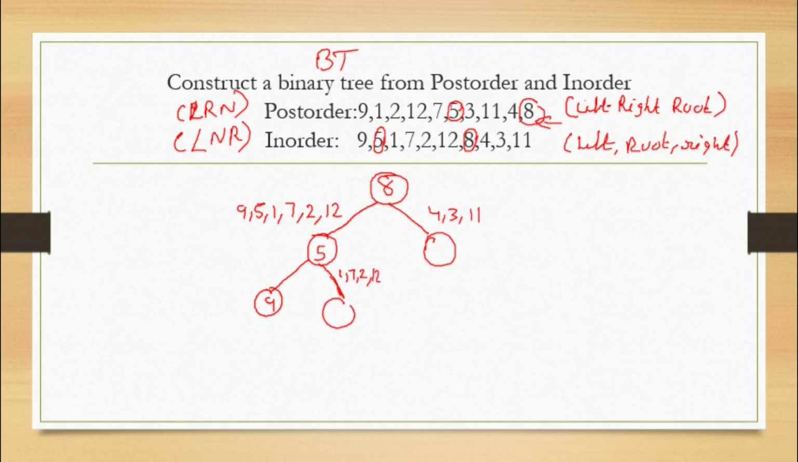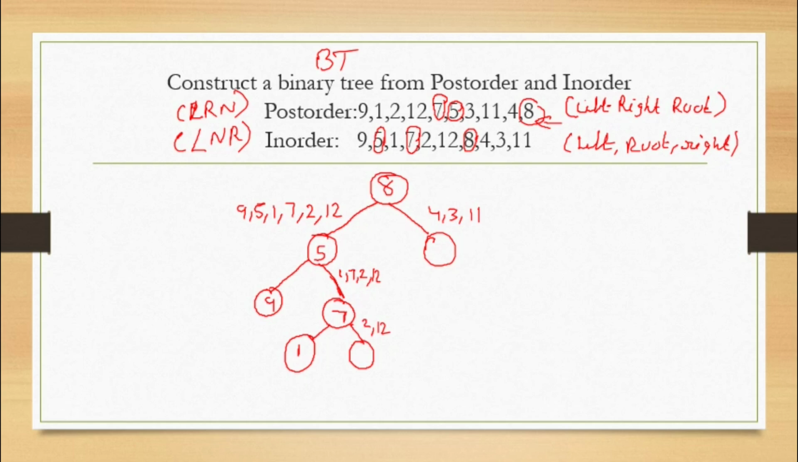So what is the root of this? In 1 7 2 12, you need to see the post order, coming from right to left now. So in 1 7 2 12, you have 7 last, so that is the root. Now look at the in order. Mark this 7. What do you have to the left of 7? That is 1. And what is on the right? You have 2 and 12.